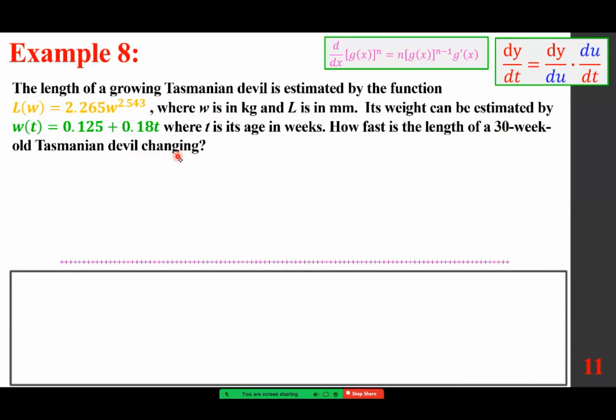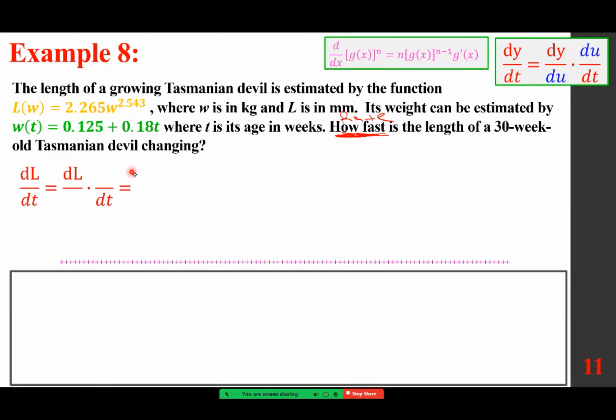Excellent. So they're asking for the rate when they say how fast. One point in time, instantaneous rate of change, the derivative. So when we go with Leibniz's notation, dy/dt is dy/du times du/dt. In this case, the length, so dL/dt. And with dL/dt, we write it in the same manner.